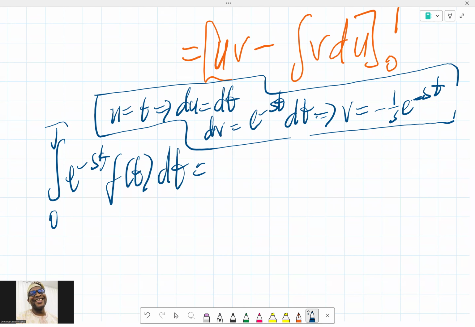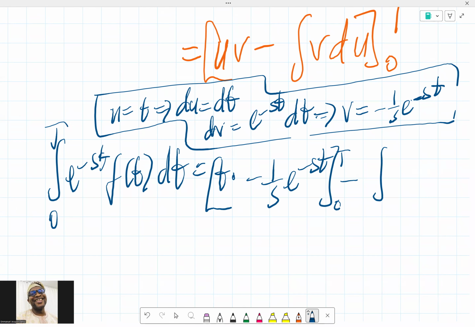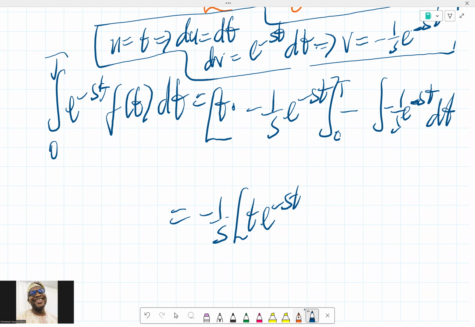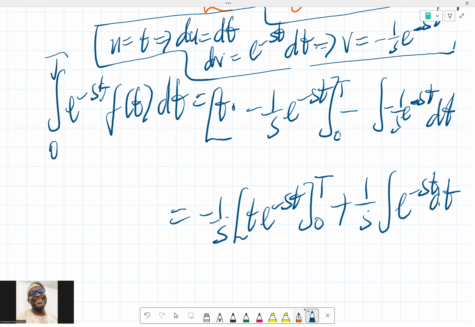So u, we differentiate to get du. So we have uv, where u is t and v is minus 1 over s e raised to the power minus st. This is uv from 0 to T, first of all, minus the integral of v du. So v now is minus 1 over s e raised to the power minus st, and du is simply dt. So we can tidy this up: minus 1 over s can come out, then we have t e raised to minus st from 0 to T, minus this, minus minus is plus. 1 over s can come out, so we have the integral of e raised to minus st dt, and we can continue.